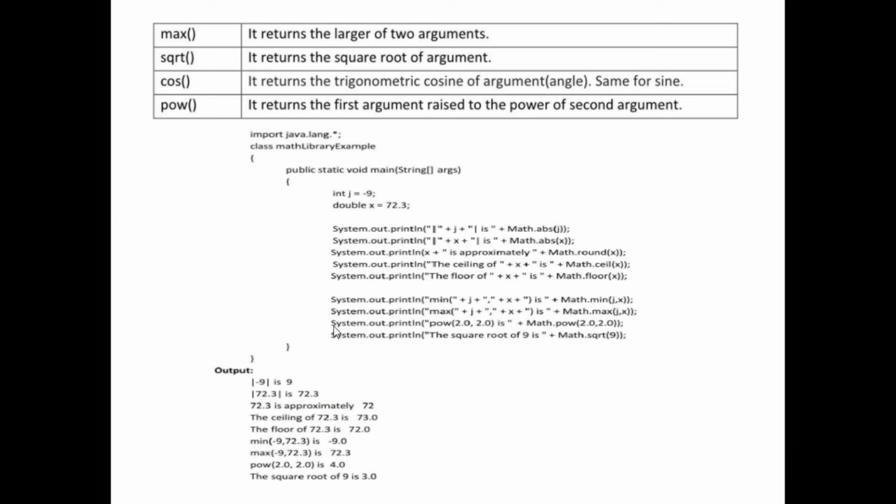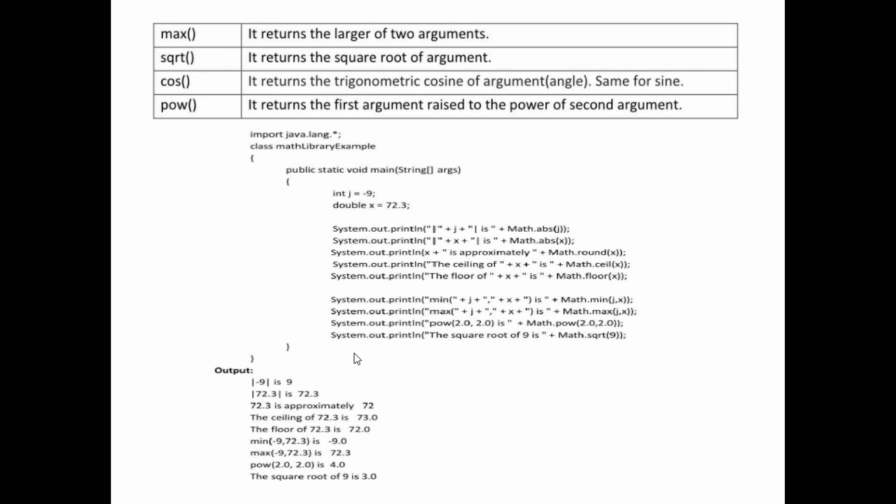Next thing is System.out.println pow in brackets 2, 2, that is 2 raised to 2 is equal to 4. If I write pow 3, 2, then the answer is 9, 3 raised to 2.